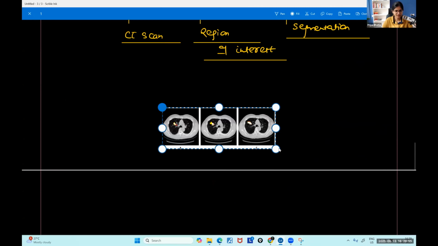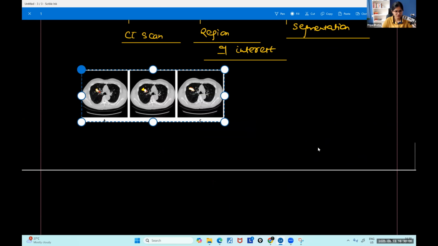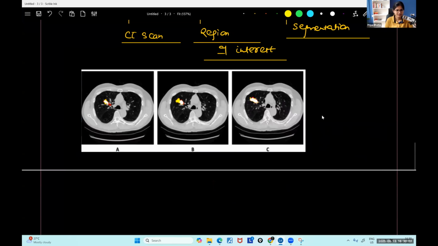Is this clear to everyone? Is this clear? What is the meaning of segmentation? So here also you can see, can you see this region which they are trying to find out? This one. This might be a tumor cell which they are trying to find out from the entire CT scan. I hope it is clear.